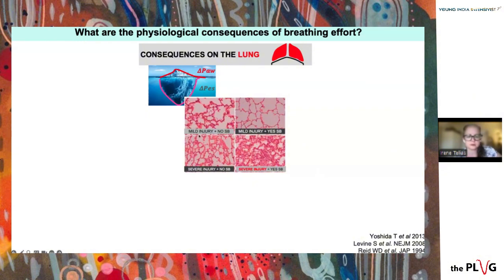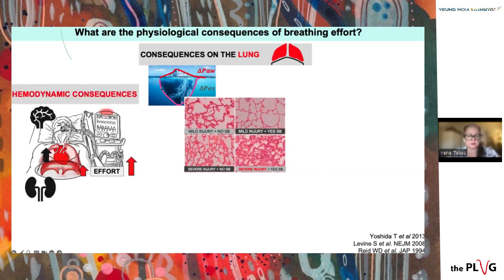In severe lung injury, in this animal model, the addition of strong spontaneous breathing efforts can worsen lung injury. What's the physiological rationale for why this happens? One of the mechanisms, which we'll see in detail in the next few slides, is that in assisted mechanical ventilation, the total pressure applied to the respiratory system is the sum of the two: the airway pressure, the positive pressure delivered by the ventilator, and the negative pressure generated by the patient.